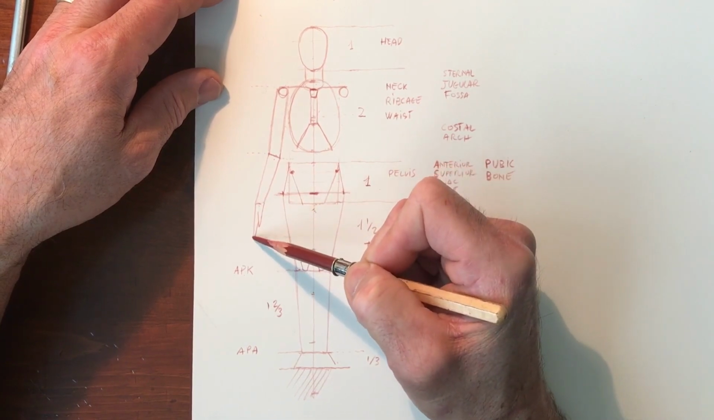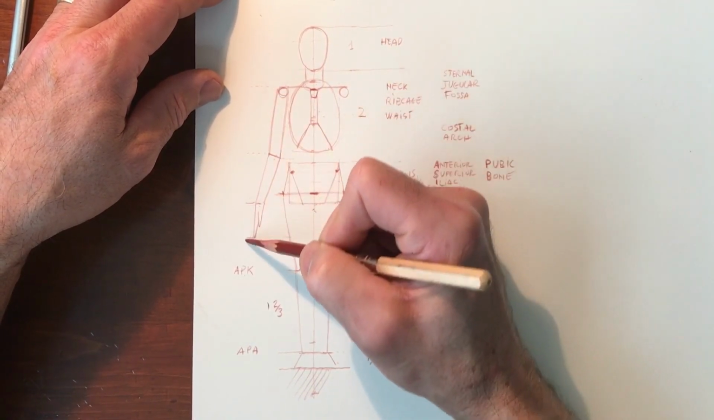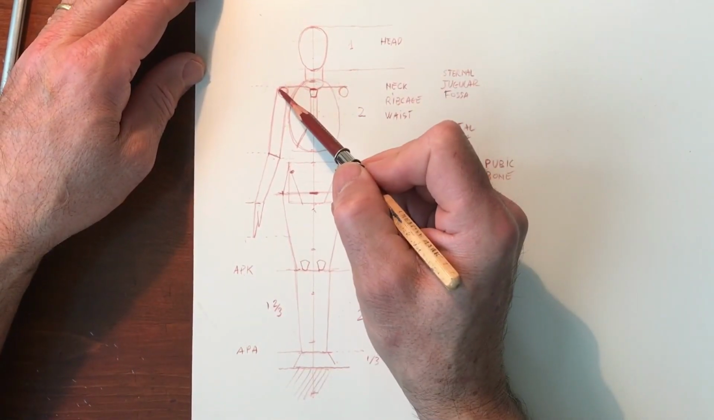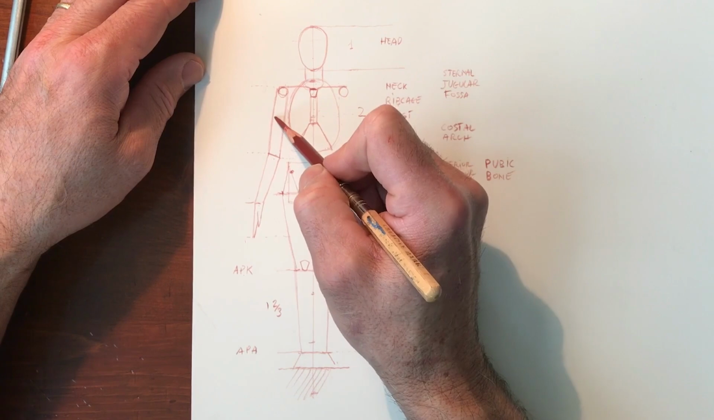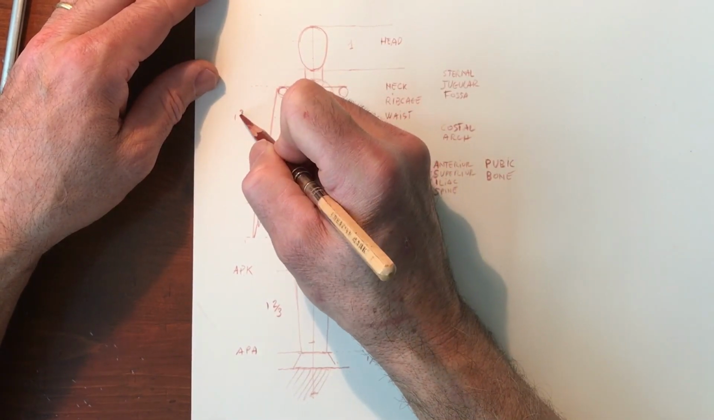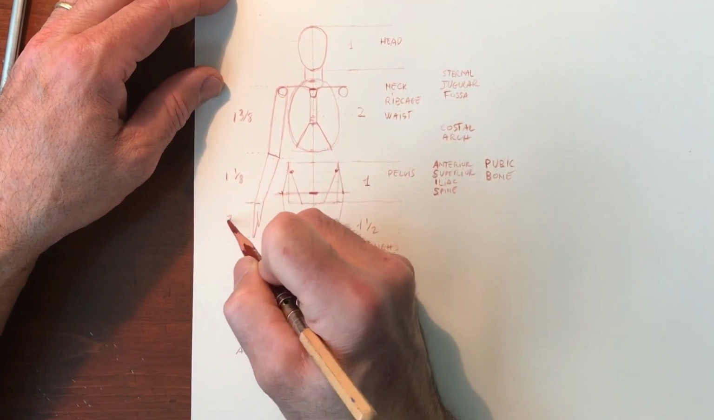So now I see how this segment in here is the longest, this is slightly shorter, this is slightly shorter. There is a progressive shortening of the segments of the body, of the limbs in this case, as they move away from the center. So this would be 1 and 3/8. This is 1 and 1/8, and this is 7/8.